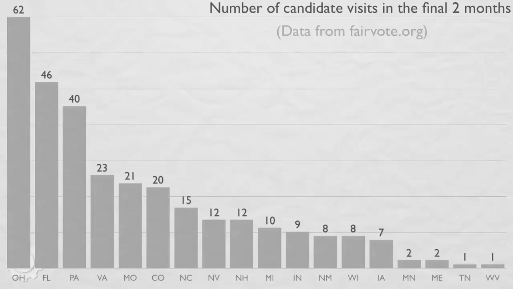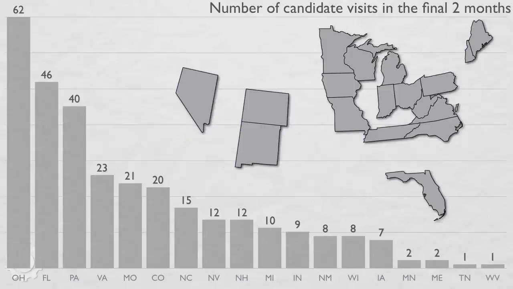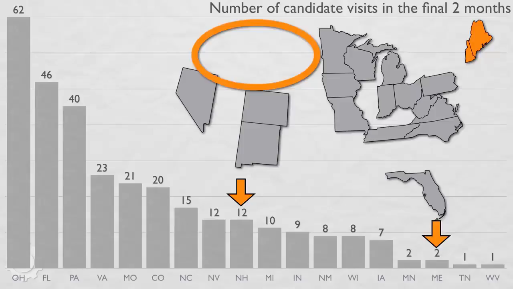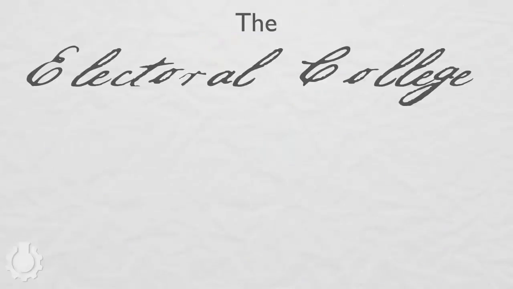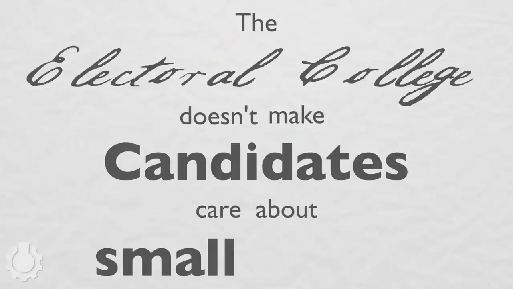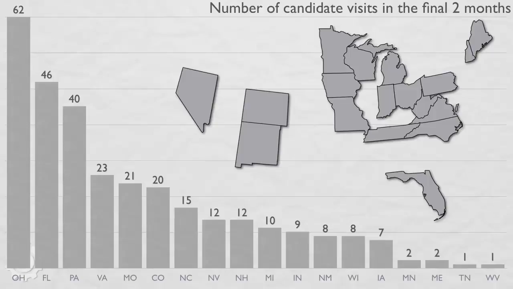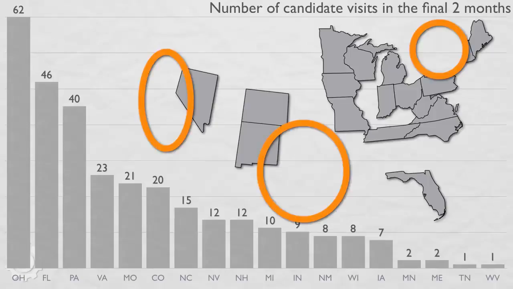Here's a graph showing the number of visits the presidential candidates paid to each of the states in the last 2 months of the previous election. If it looks like there are a few states missing, you're right. Only 18 of the 50 states received even a single visit from a candidate, and just 2 of those states, Maine and New Hampshire, have very small populations. The area of the country with the most small states is conspicuously missing. The Electoral College doesn't make candidates care about small states. But interestingly, the biggest states, California, Texas, and New York, are missing as well.